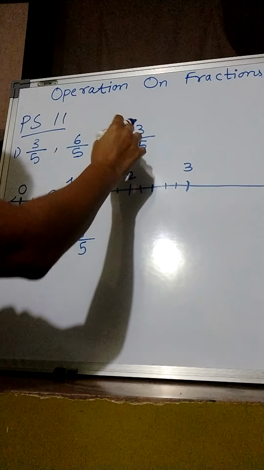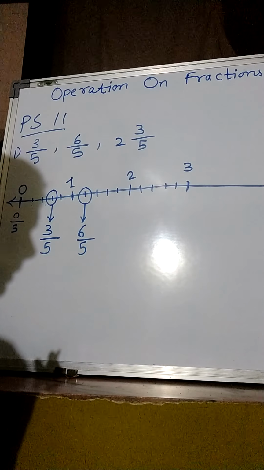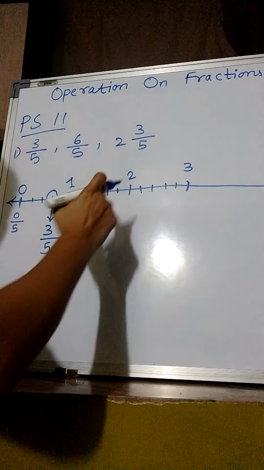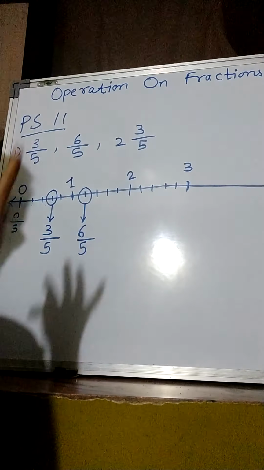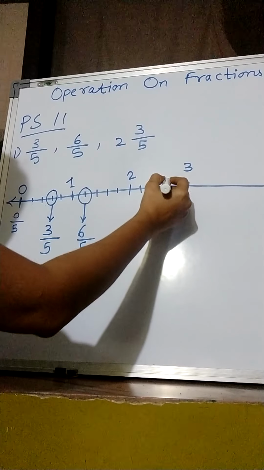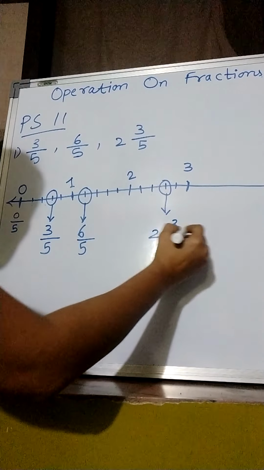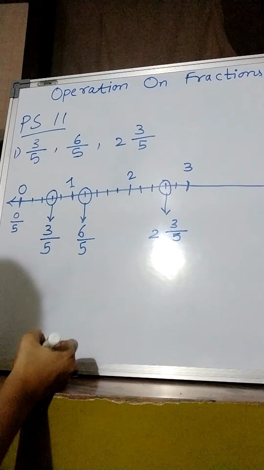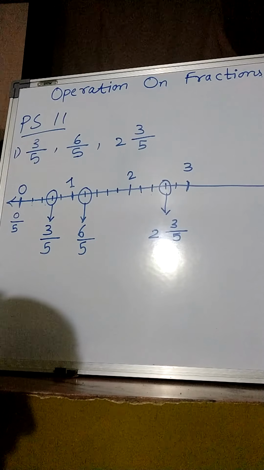Now next is 2 complete 3 upon 5. 2 complete means definitely this number comes after 2. So after 2, how many lines? 3 lines, because 3 is there in the numerator. So 1, 2 and 3. 2 complete 3 upon 5. Understand everyone?